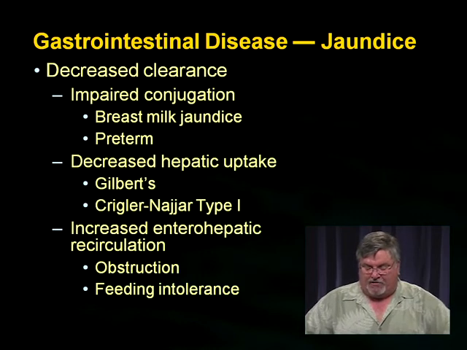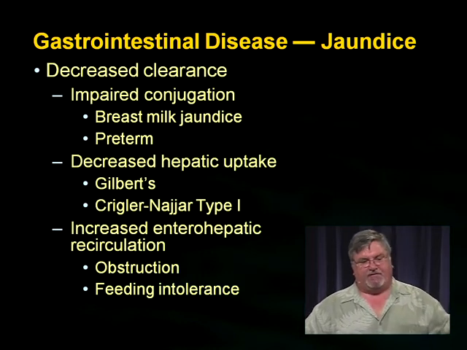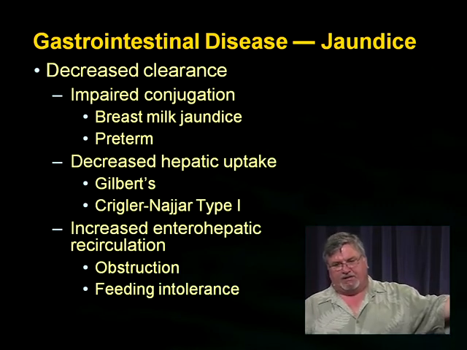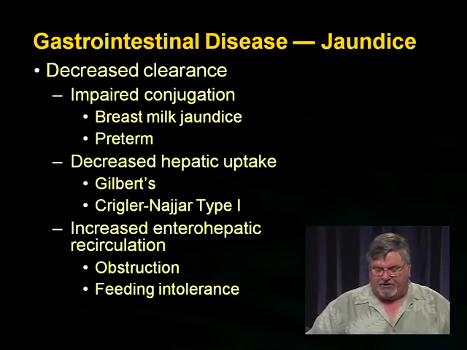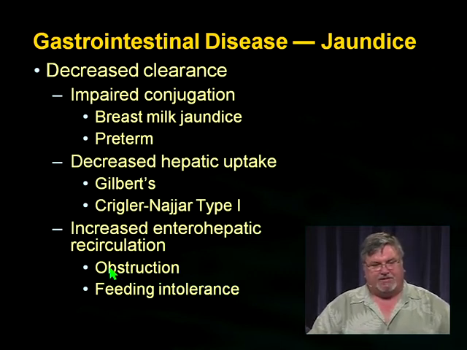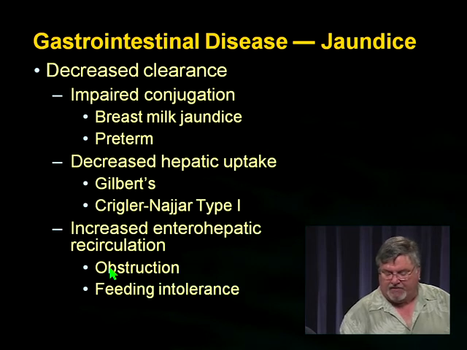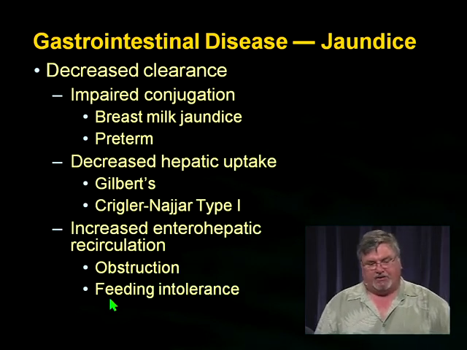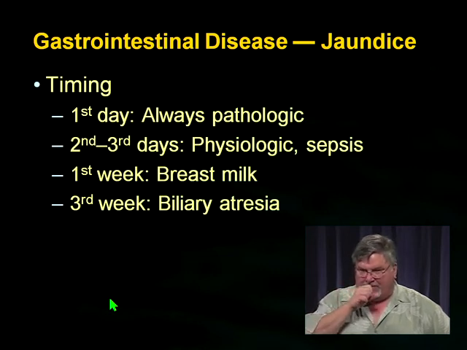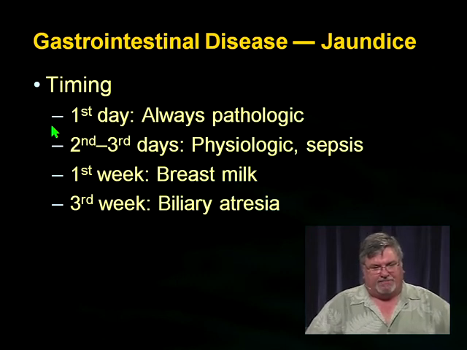Or you can have increased enterohepatic recirculation, where the stuff gets conjugated, excreted into the bowel, but then deconjugated, generally by bacterial flora in the bowel, and reuptake back into the circulation. So enterohepatic recirculation, either from obstruction, so you've got bad transit times and the stuff just sits around, or by some sort of feeding intolerance that allows enterohepatic recirculation to occur. What about the timing of jaundice? This will be on the test.